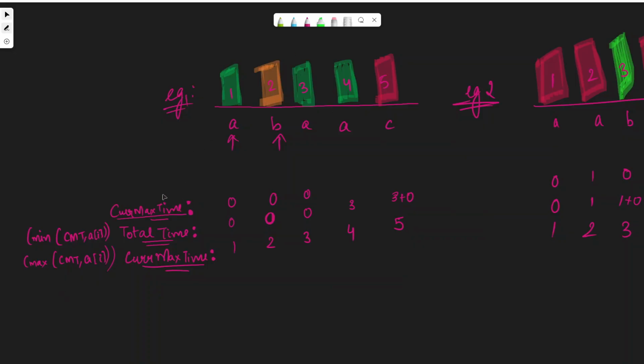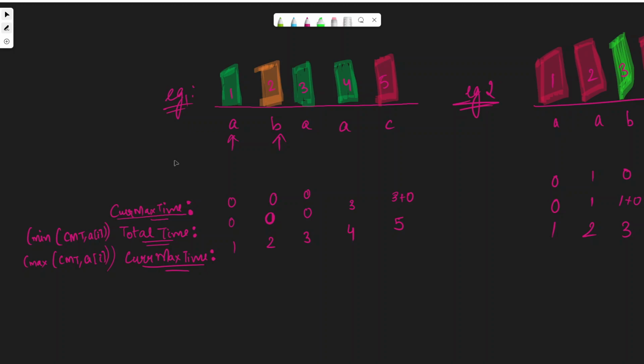What we can do is take one variable, current maximum time, and one total time. The answer was basically the total time only, and the current maximum time is what we are getting. And why are we taking the current max time, not the minimum time? Because the thing is, in the total, we basically require the minimum, meaning the present time or the time which we had used earlier.